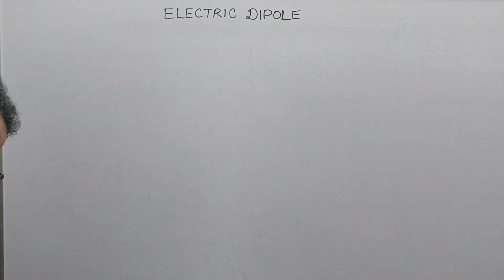Hello students, today our topic is electric dipole. Electric dipole means when two equal and opposite charges are separated by a small distance, then it is known as an electric dipole.